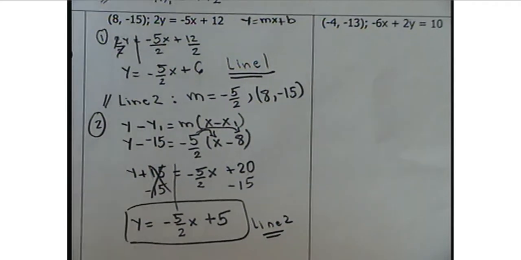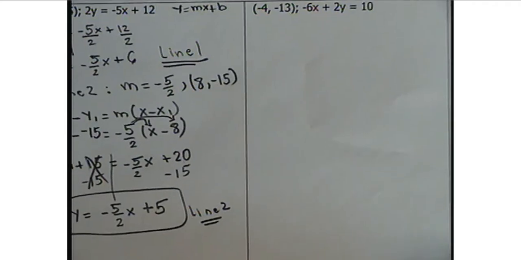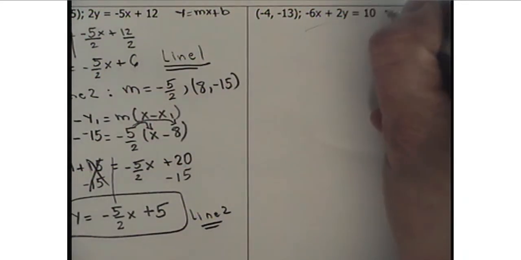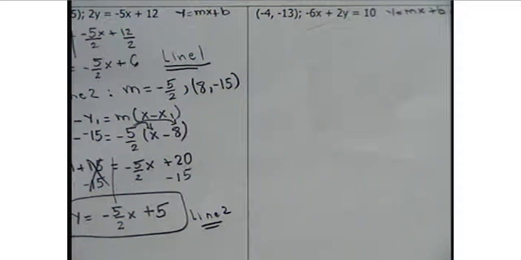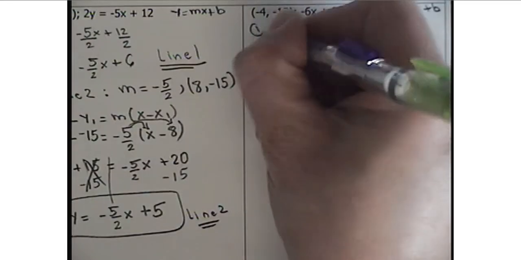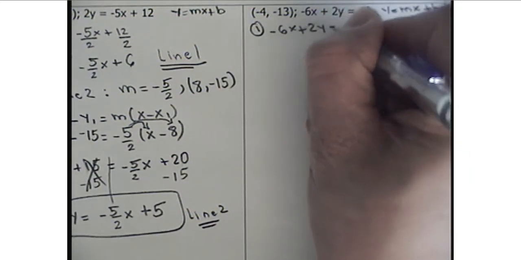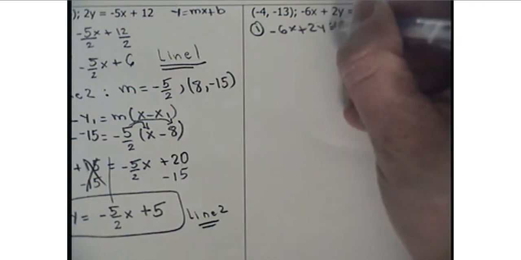Third example, we have a given point and equation. Well, again, look at this equation. This equation is not in y = mx + b form. So, step 1, again, solve the equation for y. -6x + 2y = 10. How do we solve the equation for y?